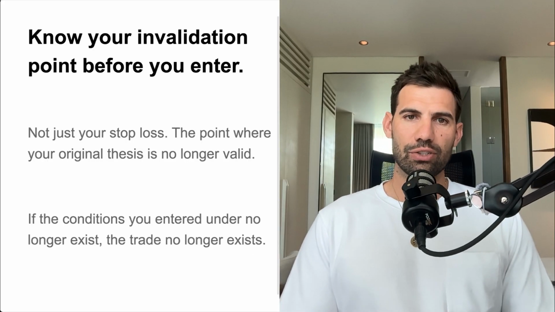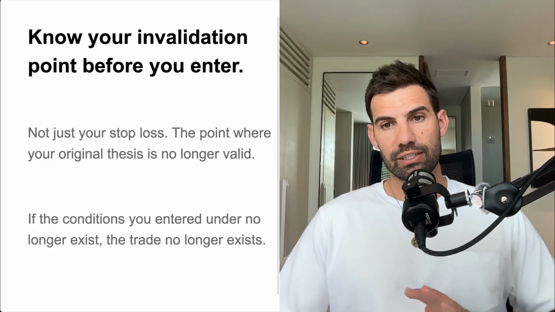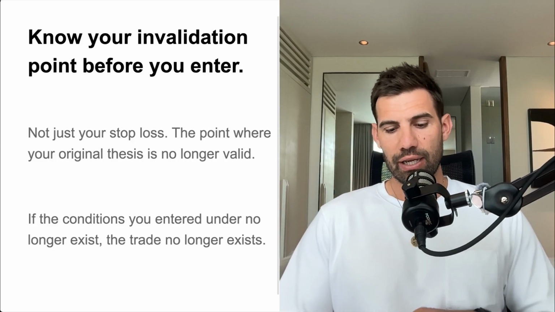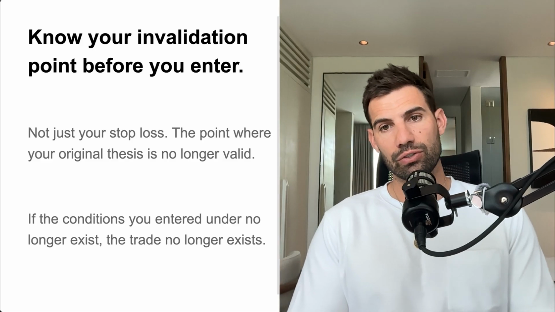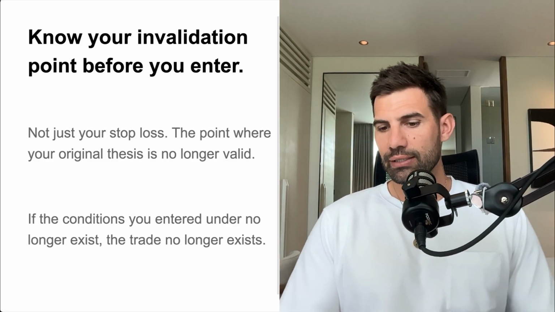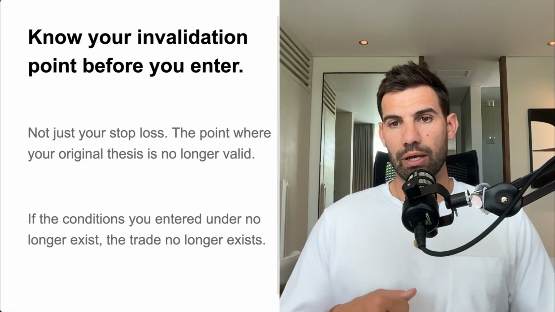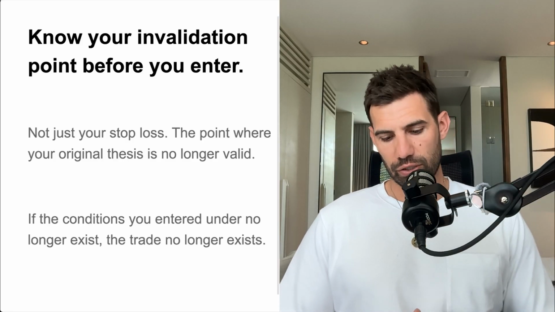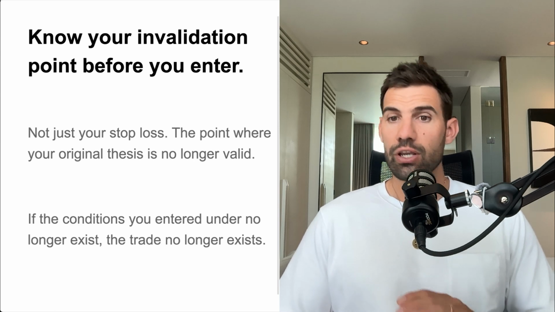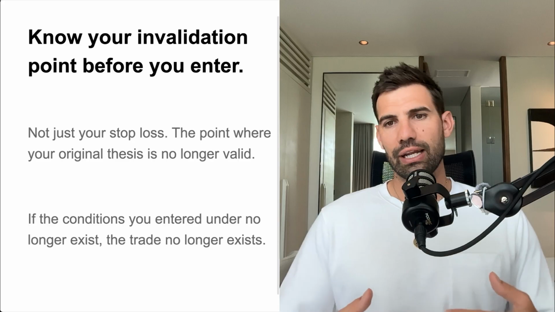Knowing your invalidation point before you enter. When you're looking for high probability setups, you need to know where your invalidation is. This is actually not just your stop loss. So for example, the breakout trade on BTC over the weekend, 76K. I took that breakout trade. I had a stop loss below a certain level that I was looking to place my stop loss, which is where it was. However, I also had an invalidation because I'm trading a breakout level.